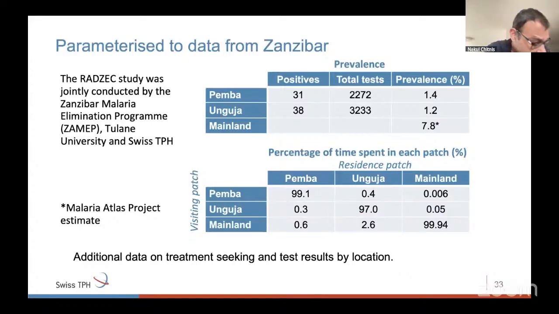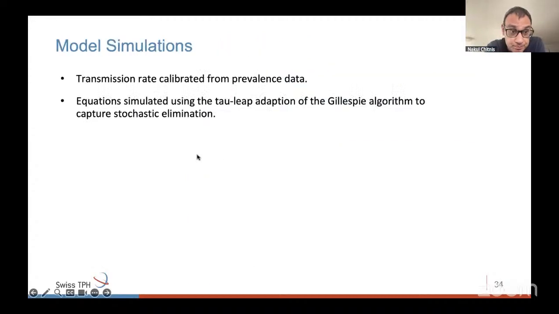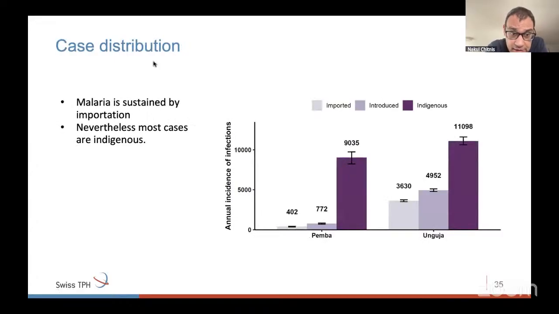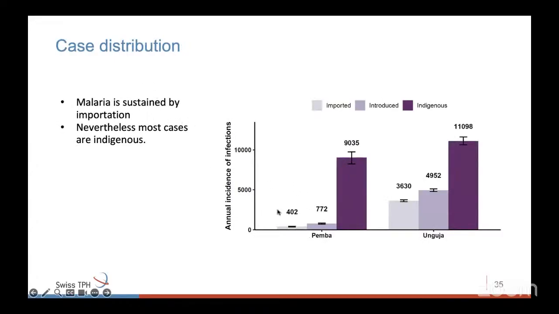We then parameterize, I'm going to run out of time soon, so we parameterize this model to data from Zanzibar based on how many tests we had. We calibrated the transmission rate from prevalence data, and then we simulated the equations using a stochastic model. So this was a Townley adaptation of the Gillespie algorithm to capture stochastic elimination. And we know that even importation is low. Most of the cases are indigenous cases because people are infected with malaria for a very long time.